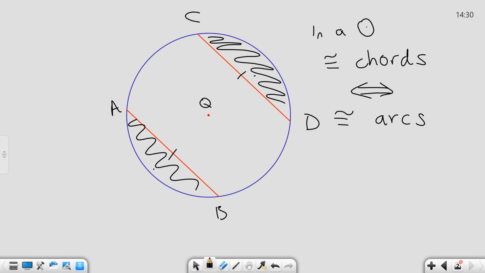Lucas, we're going to come back to your idea later on when we start talking about the area, because we'll be finding the area of these chunks of regions inside a circle, but for now we're just going to postpone that. Notice, two arrowheads means it's reversible. If the arcs are congruent, the chords are congruent. If the chords are congruent, the arcs are congruent.